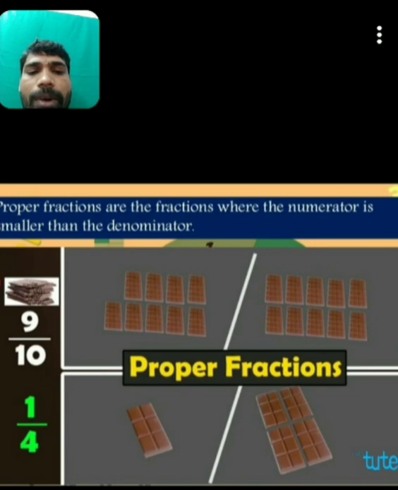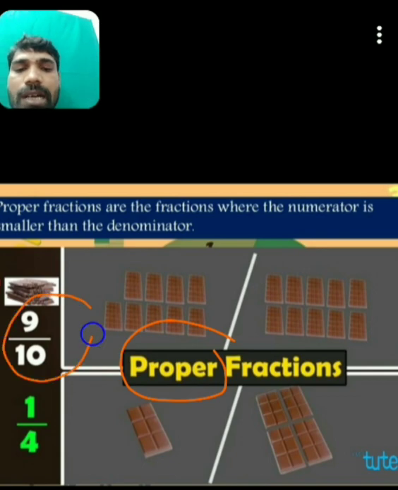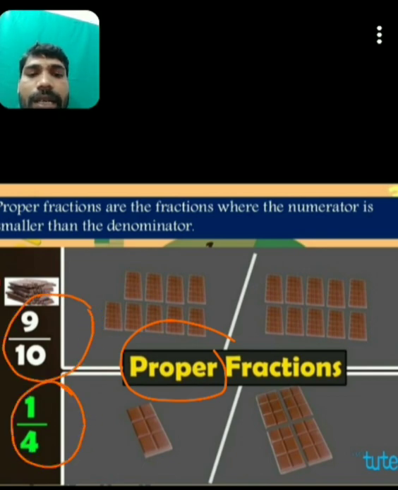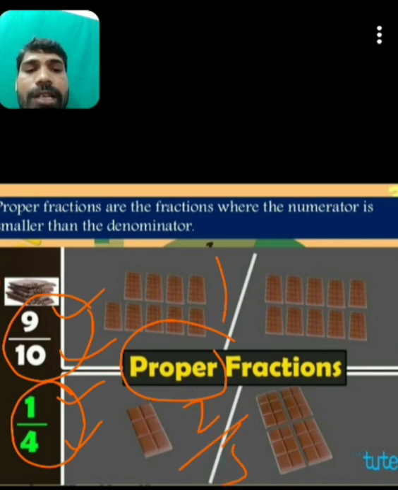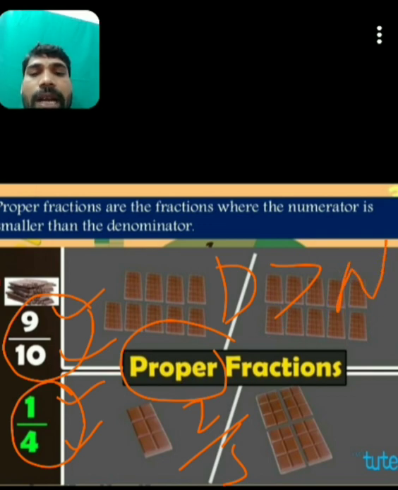Next we have proper fractions. In proper fractions, we can see the denominators are greater than the numerators, like 9 by 10, 1 by 4, or 2 by 5. So the denominator should be greater than the numerator. Then we can say they are proper fractions, where the numerator is smaller than the denominator. This is what a proper fraction is.